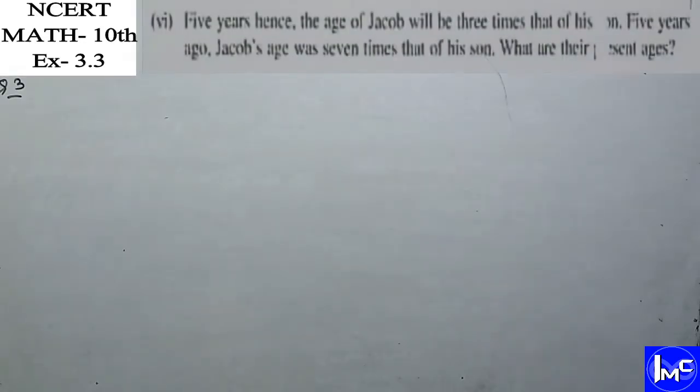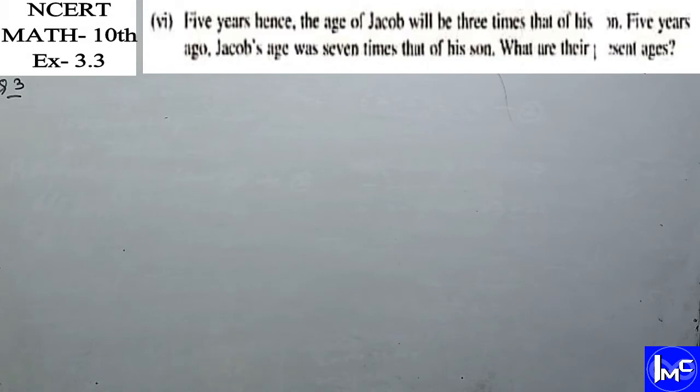Now the next question is question number 6 of question 3. 5 years hence the age of Jacob will be 3 times that of his son. 5 years ago Jacob's age was 7 times that of his son. What are their present ages?